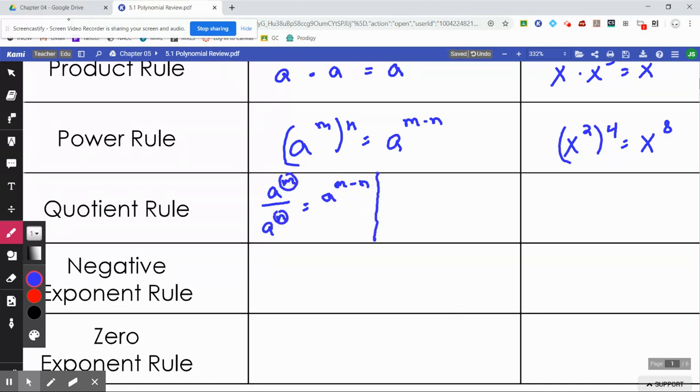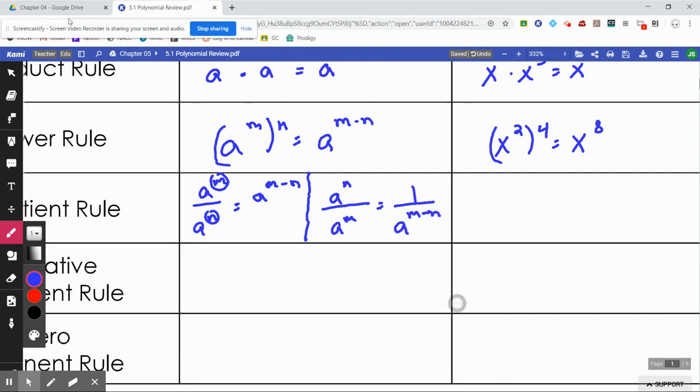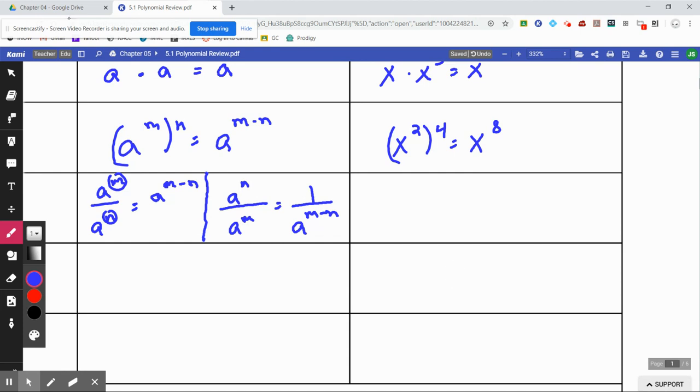However, I do it different because I say if there's more a's on bottom. What if a to the m is on bottom and a to the n is on top? If m's a larger number, you're still going to subtract, but if there's more on bottom, you put your answer on bottom. And if nothing's left on top, you'll put a 1 on top. So here's both of those scenarios.